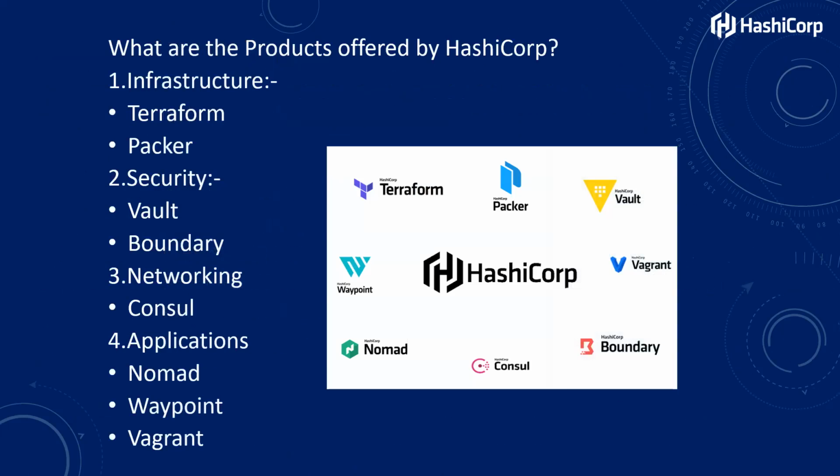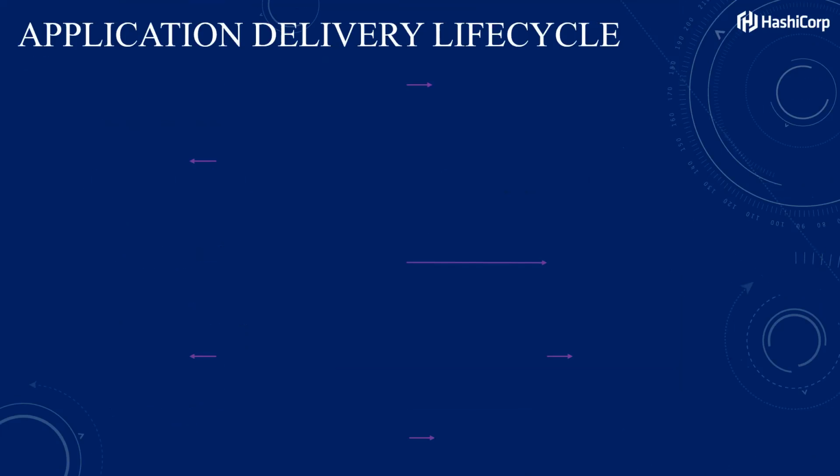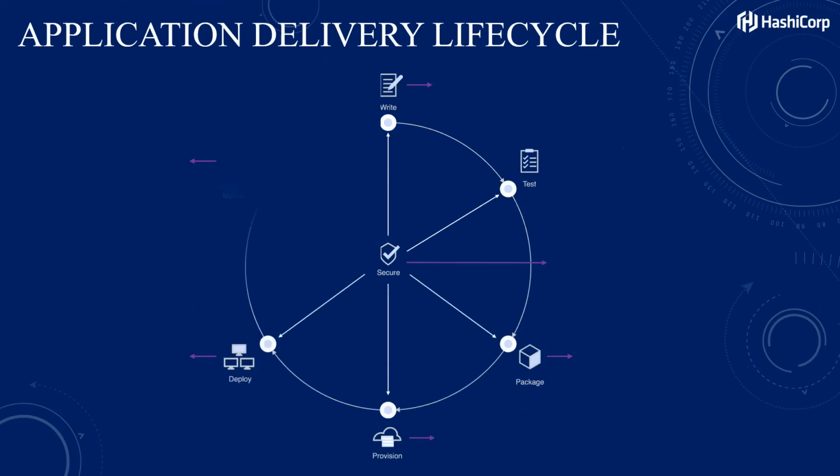What are the products offered by HashiCorp? For infrastructure, Terraform and Packer are used. For security, Vault and Boundary are used. And for networking, Consul is used. And for applications, Nomad, Waypoint, and Vagrant are used. So this is the application delivery lifecycle of HashiCorp.